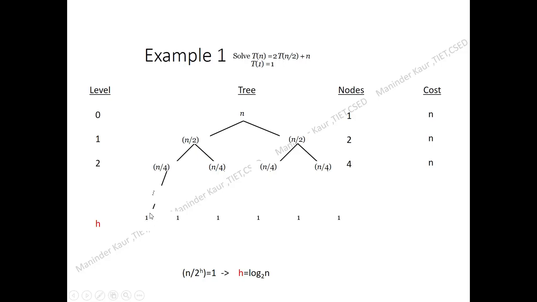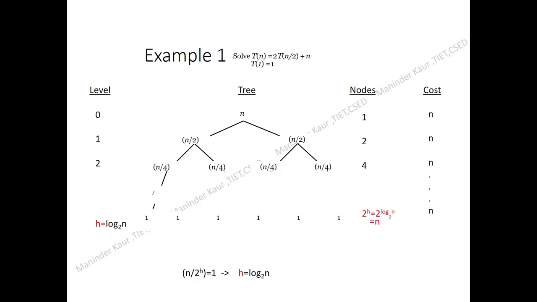Now this final value is 1, that means n divided by 2 raised to power h is equal to 1. When you solve this equation, you will get the value h equal to log to the base 2 of n, taking log to the base 2 on both sides. Now you have the value of h, that is log to the base 2 of n.